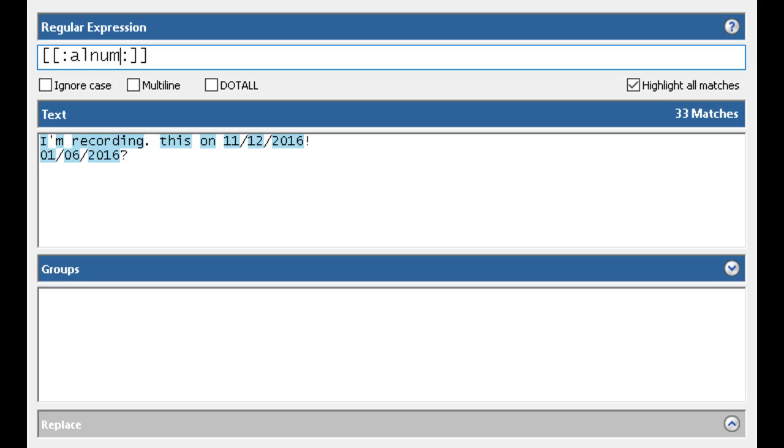ALNUM. So notice it didn't grab the punctuation marks. And I realized that because I remember there is one for getting the punctuation, P-U-N-C-T. So that's another easy, interesting way to be able to grab certain characters, right? So it's easier to read.